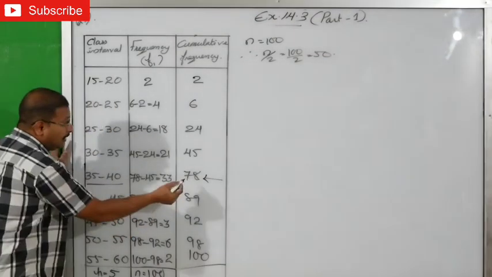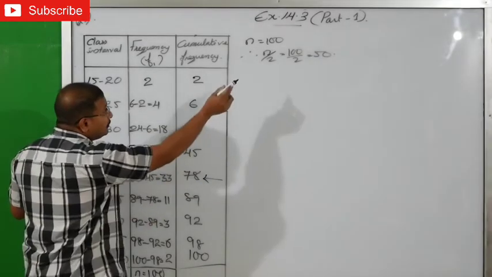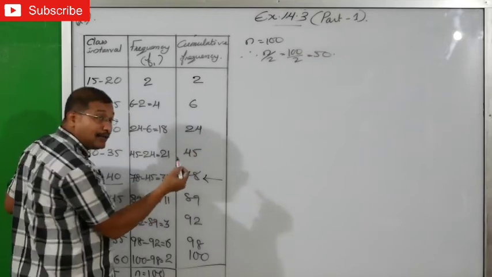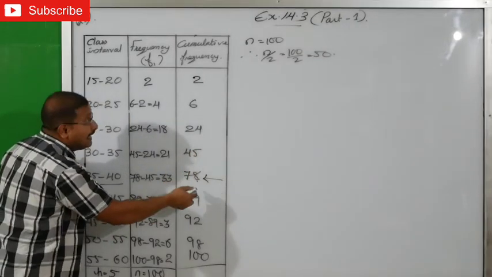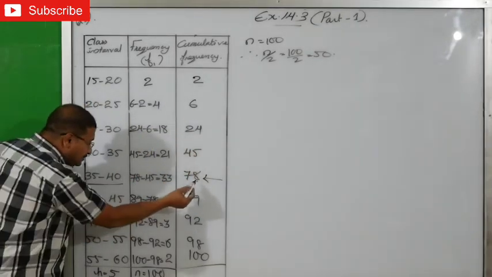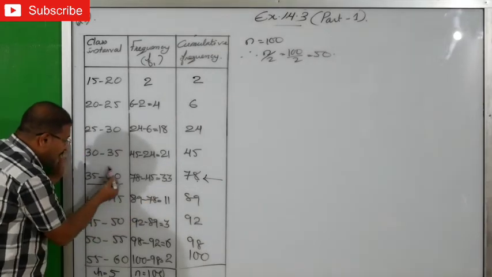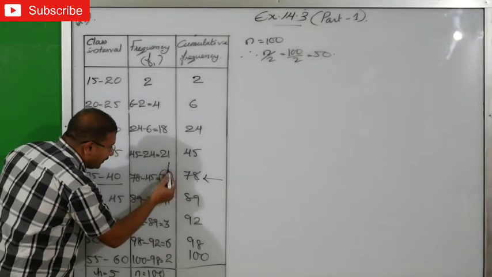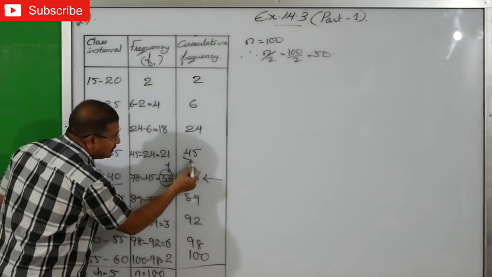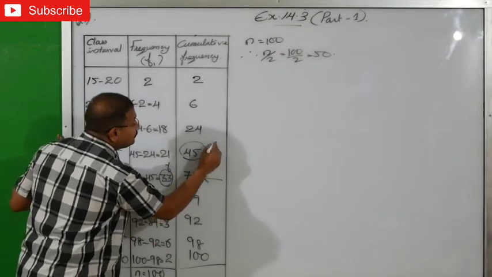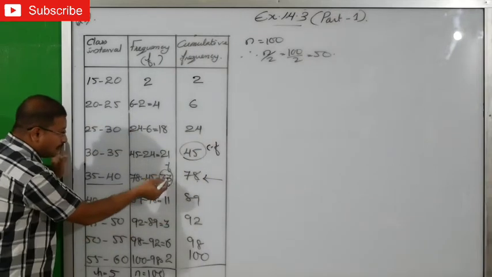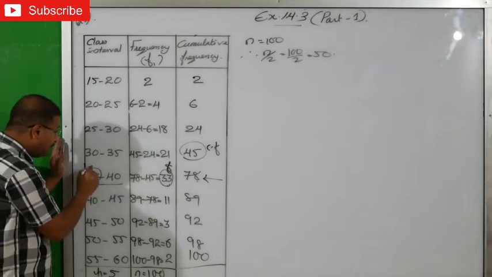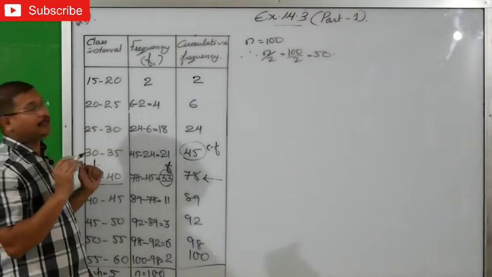Ready? We can't take 50 from 45, till 45 we can't take. From 78 we can take 50. That means this will be the median class. The corresponding value will be f, the preceding one will be CF, and the lower limit of this class will be l.